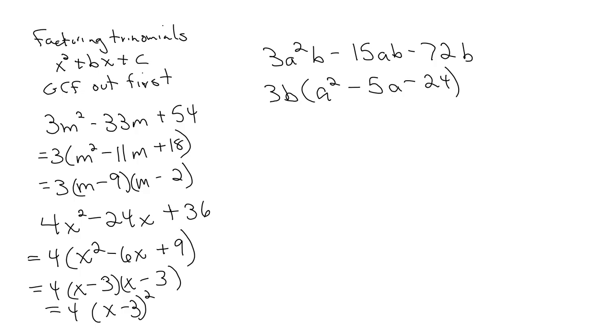So this is equal to 3b. We have an a and an a. Factors of 24 that get me to 5. Oh, 3 and 8. Again, let's look at our signs. Opposite signs, bigger factor, negative. And we're done factoring.